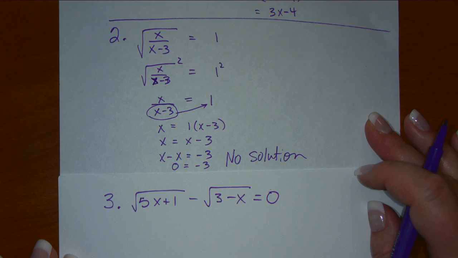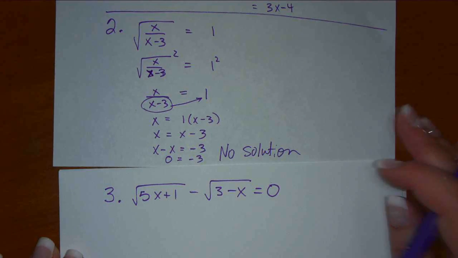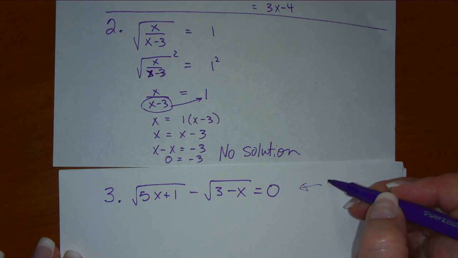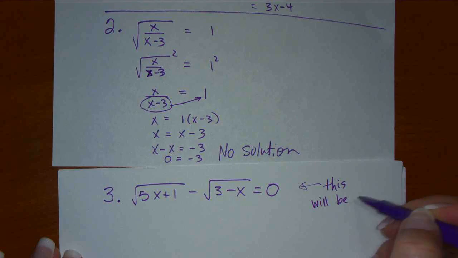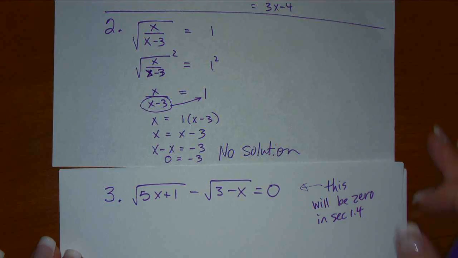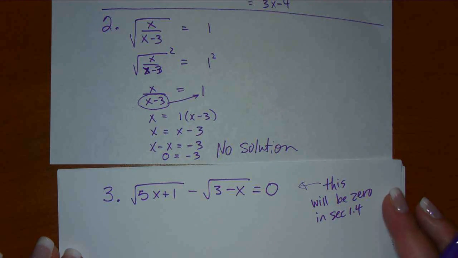Okay, number 3. This is the same type, a radical equals a radical, but it looks different. We've got 2 radicals subtracted and equals 0. In this section, anything that we do has to equal 0. In the next section, we're going to do another number, but you'd have to be able to factor if there's a number there, so you just won't see it here. So that will happen later. This will always be 0 in section 1.4. After we do factoring, we'll go back to these, and then we can put a number, and I'll show you how to solve that.